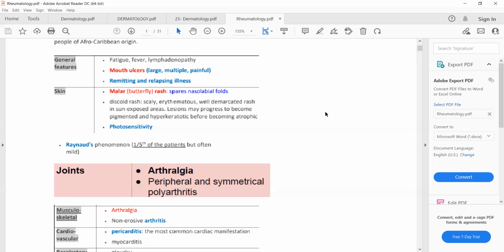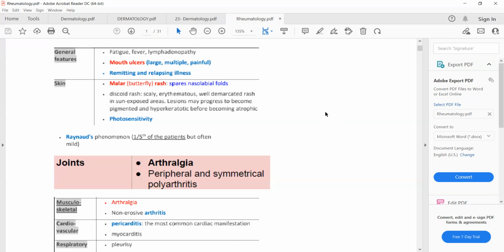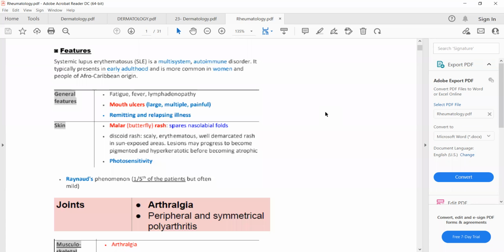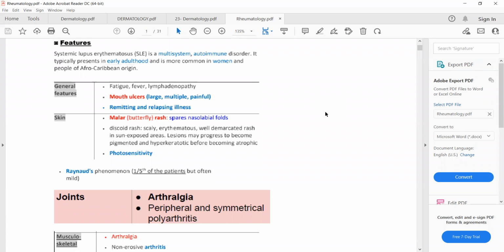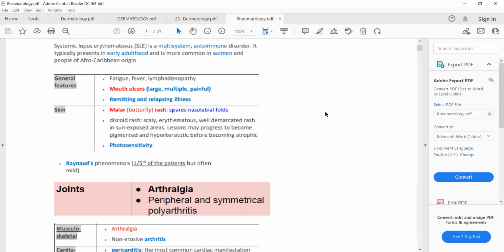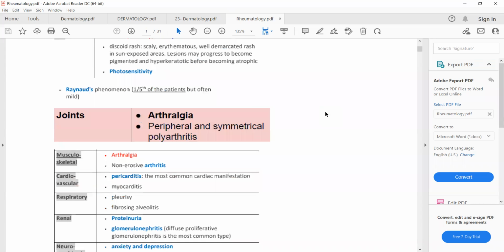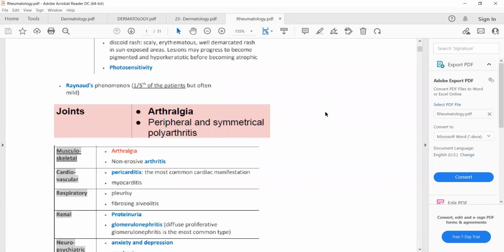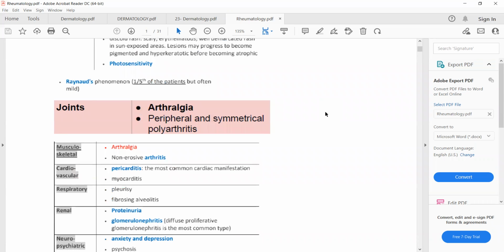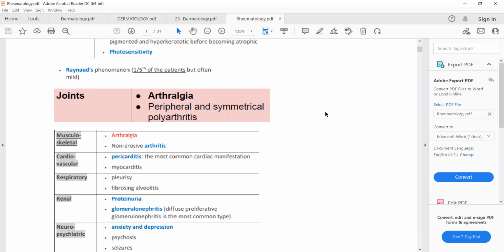Raynaud's phenomenon may also be present. So these are the skin manifestations of SLE. Important skin manifestations are malar rash, discoid rash, and photosensitivity. And also Raynaud's phenomenon may be present in 1/5 of the patients, but it is usually mild.